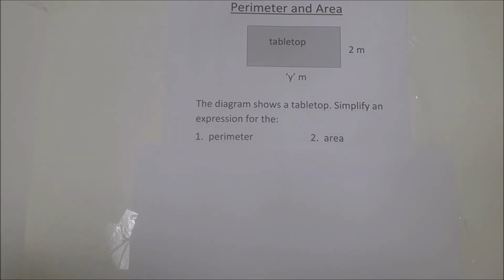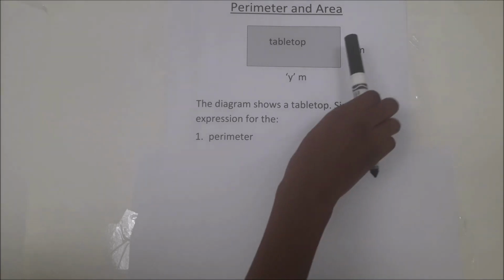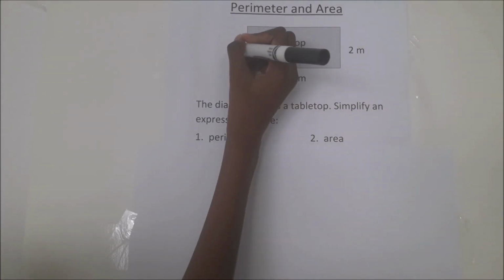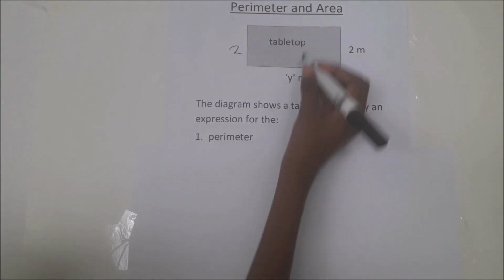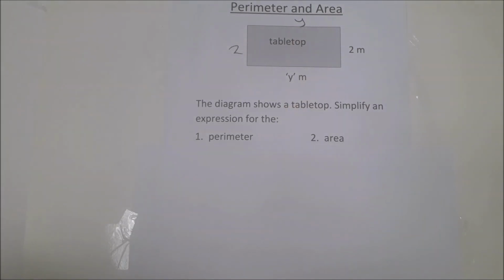Go ahead, Rafaela. The diagram shows a tabletop. Simplify an expression for the perimeter and the area. Okay, what's the perimeter of a rectangle, Rafaela? Add all the sides. You add all of the sides. So show me the sides you'll be adding and name them. 2 plus 2 plus y plus y. Okay, and they're meters. Okay, work the perimeter for me first.